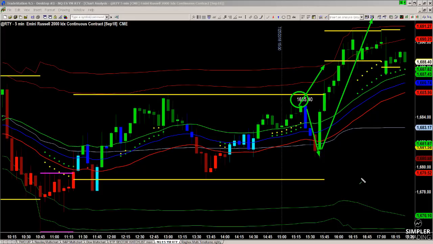Okay? And I love setups like this where you have a level, sometimes points and points in advance. You're able to put an order out there. The market comes to you, triggers your order, and then you can just go about managing a trade. And this is the same thing I'll do in the NASDAQ, the S&P, and the Dow.